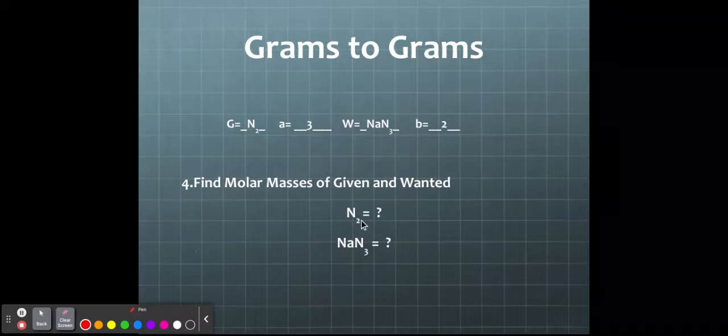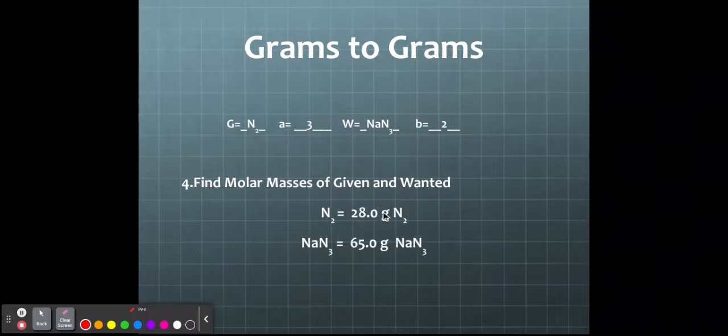Okay, there's 2 nitrogens, so each one is 14. So that'd be 28 grams. And Na is 23. Nitrogen's 14, there's 3 of them. So you add them all up and you get 65.0 grams of NaN3. Remember, round to 1 decimal place.